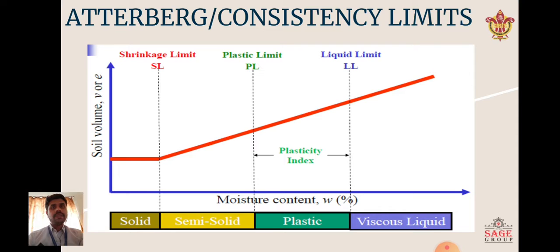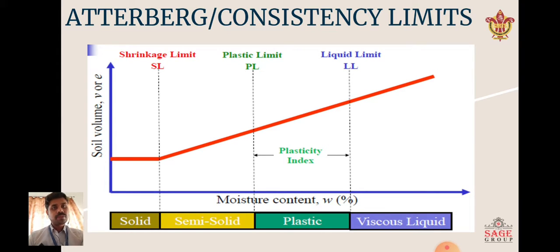For understanding consistency, Atterberg has given some consistency limits which define the consistency of soil very precisely. If we generate a graph between volume of soil and moisture content, we can see the soil will behave like a solid when the volume remains the same while moisture content is increasing. But at some point, at the shrinkage limit, the volume of the soil will also increase as we increase the moisture, and it will gradually increase to a level.